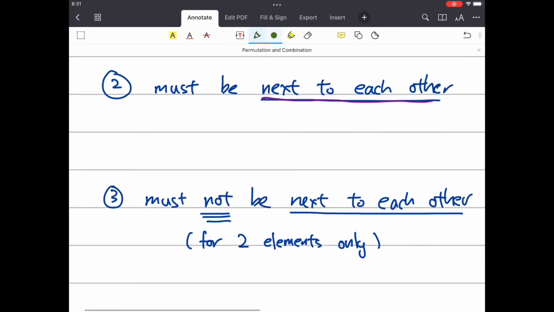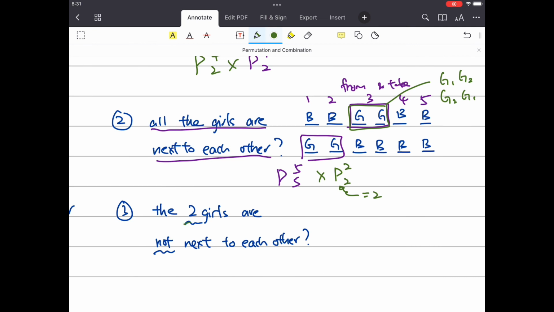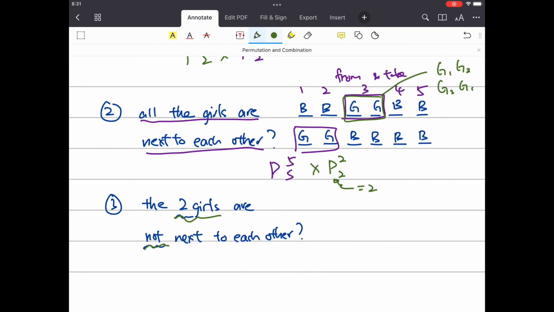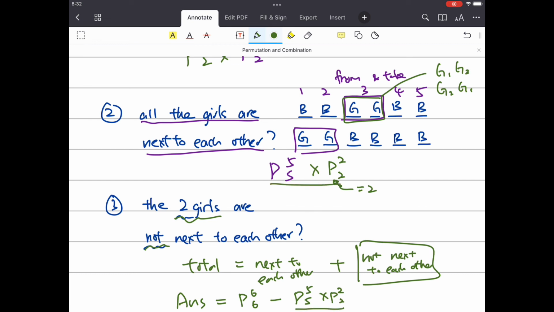The last skill is that we have 2 elements which cannot be next to each other. Be reminded that it is only for 2 elements only. For this case, let's say we have 2 girls which are not next to each other, because either the 2 girls are next or not next to each other. Therefore, if we want to find out the number of cases with the girls not next to each other, we can find by finding the total number of cases without restriction, minus the number we find in the second example. So it is 6P6 minus 5P5 times 2P2.